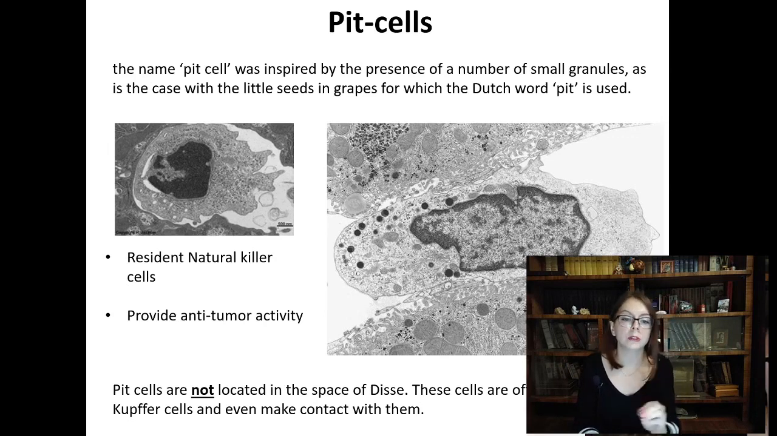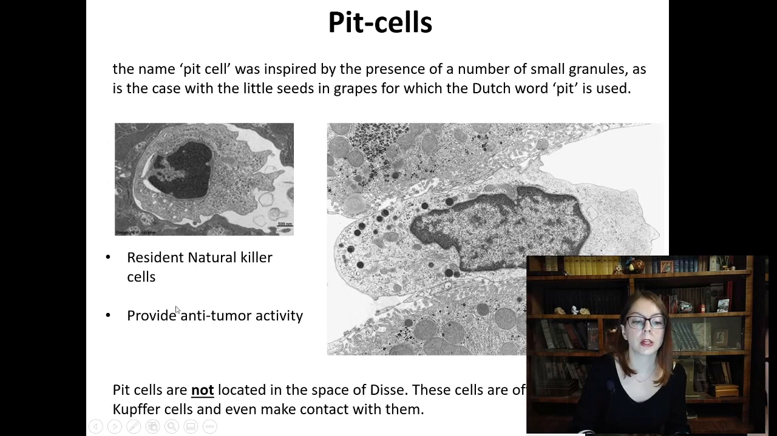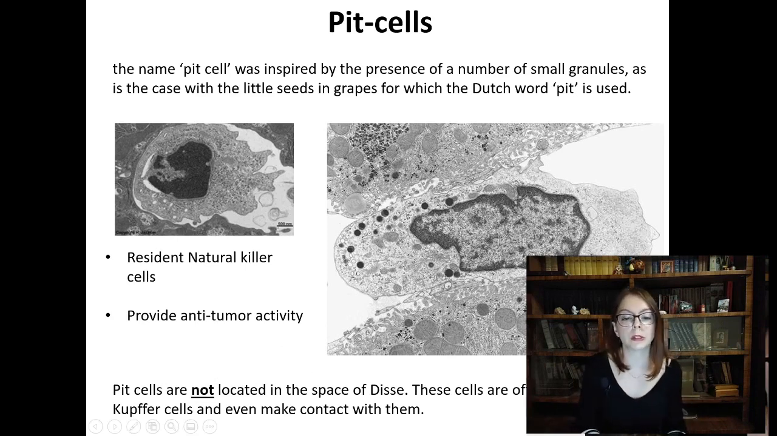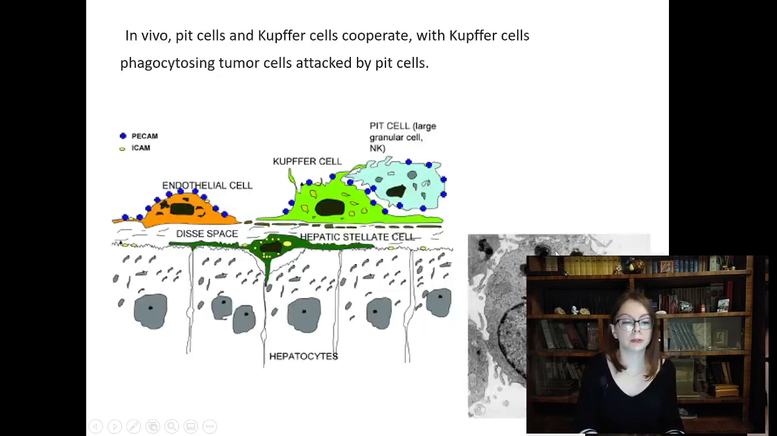So in the liver, those natural killer cells provide the function of anti-tumor immunity. And also some natural killers, of course, circulate in the blood plasma, and they might come to help resident natural killers. But pit cells reside in the liver throughout our life, so they are locals for the liver. And in some textbooks, you may find the information that they are located in the space of Disse, but that's not true. They are really located in the lumen of our blood capillaries.